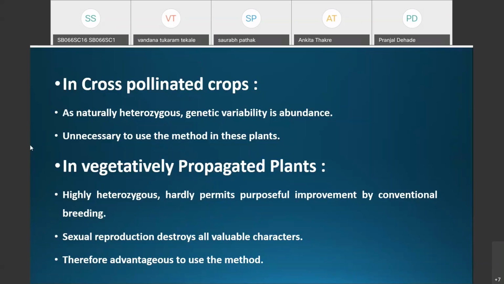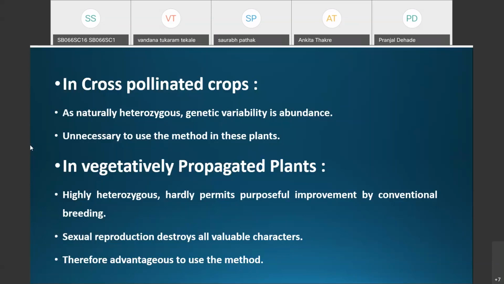As these are naturally heterozygous, various types of progenies are produced, and that's why it becomes very difficult to observe and select the different types of mutants in the cross-pollinated crops. And some plant breeders believe that as the cross-pollinated crops are naturally genetically variable, it is completely unnecessary to use the mutation breeding technique in the cross-pollinated crop.